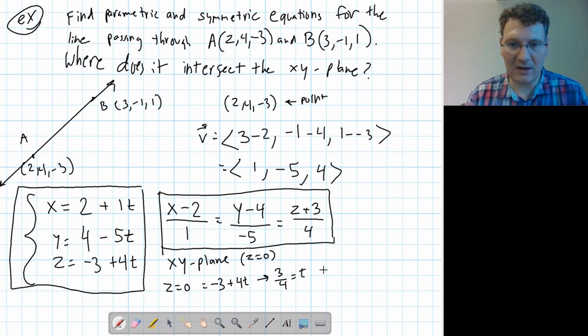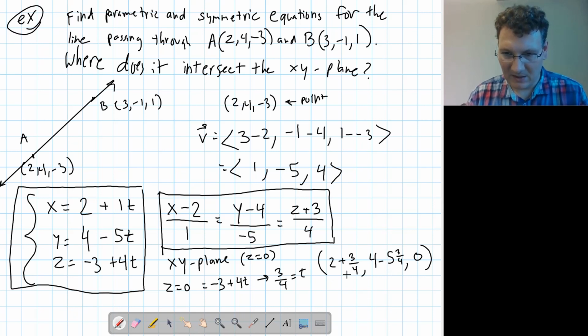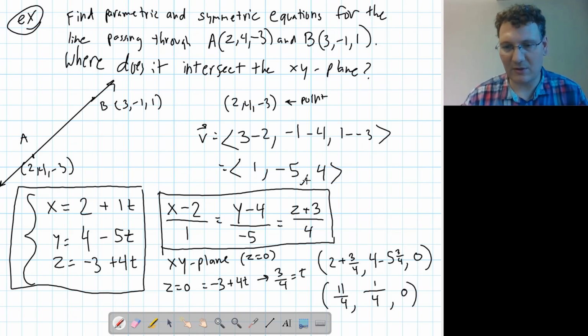So to find out what other coordinates you have there, we plug 3/4 in. And so the point is going to be 2 plus 3/4, 4 minus 5 times 3/4, and if you plug 3/4 in for the third coordinate, you get 0. And we can work that out, but let's at least try to make it look a little nicer. So yeah, it comes out to be (11/4, 1/4, 0). Those are the x, y, and z coordinates of that point, where the line intersects the xy plane.